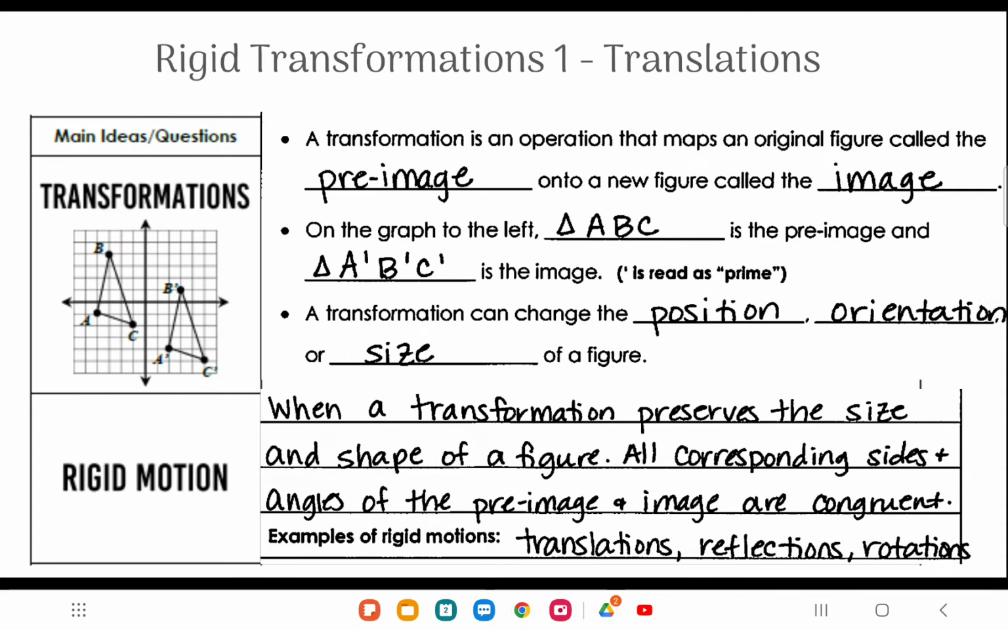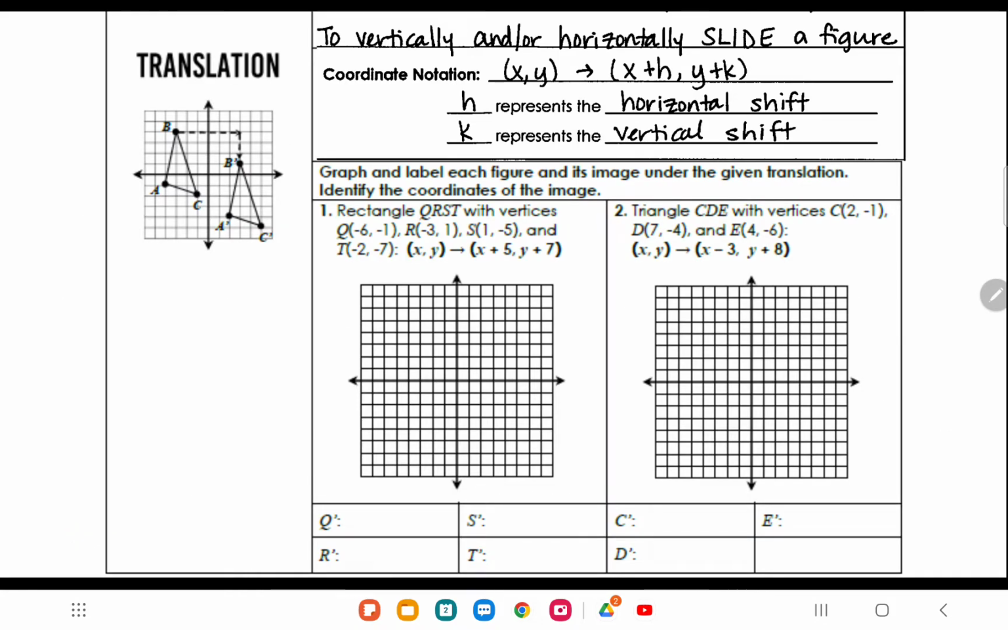triangle A prime, B prime, C prime. There are three rigid motions that we will study here: translations, a slide motion; reflections, a flip motion or a reflection across a line; and rotations, a spinning motion. Translations vertically or horizontally slide a figure.